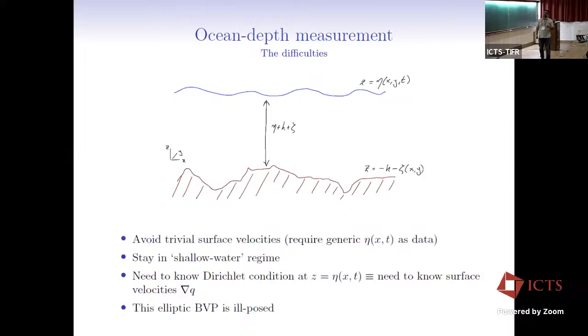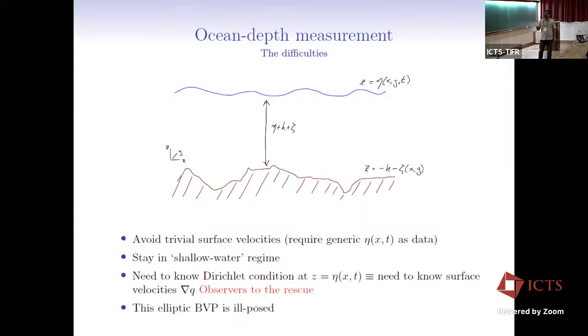Okay, so to summarize the difficulties with this problem. You've got to avoid trivial surface velocities. Always use generic data. You've got to stay in the shallow water regime, whatever that means. You also need to know the Dirichlet condition, right? Which is not something that the original problem suggested we had. We only had knowledge of the surface. And of course, there's going to be the issue that solving these kind of elliptic boundary value problems where we supply all the information on one surface, that's got to be ill-posed. There's going to be a sensitivity noise issue. That's all a problem, right?